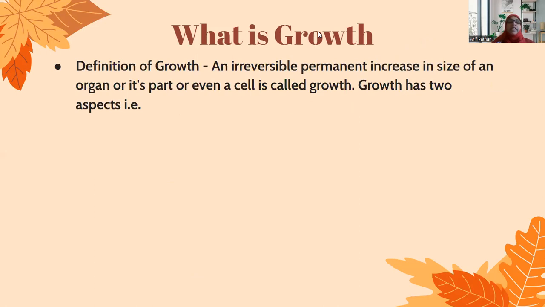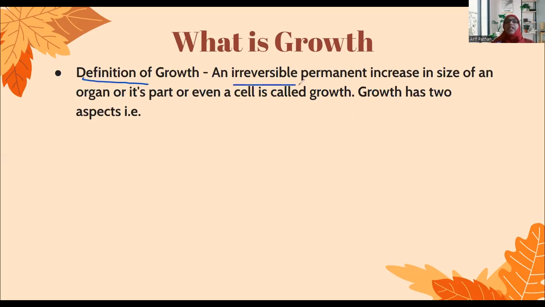So if we sit to define growth, what is growth? It's an irreversible event, right? Once a living thing or a non-living thing has grown, it will not go back to the younger version of it. So it's irreversible, permanent, and not temporary. It's an irreversible, permanent increase in the size of an organ, or a part, or even a cell. You can consider it at the cell level, or a part, or an organ level, or a system level. So irreversible, permanent increase in size is called growth.